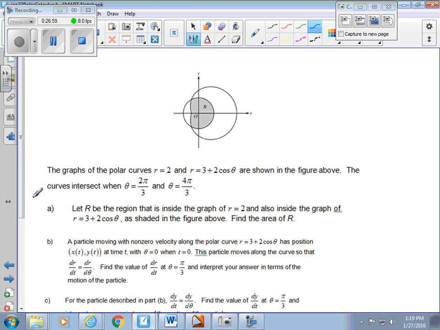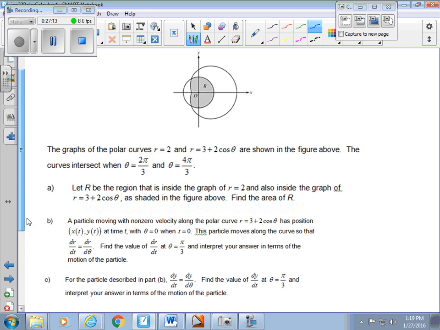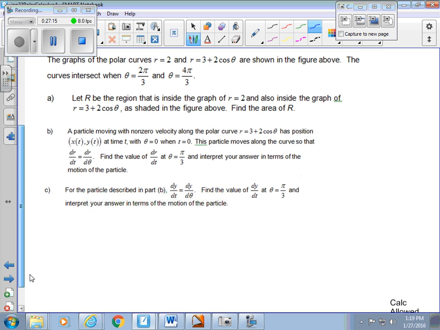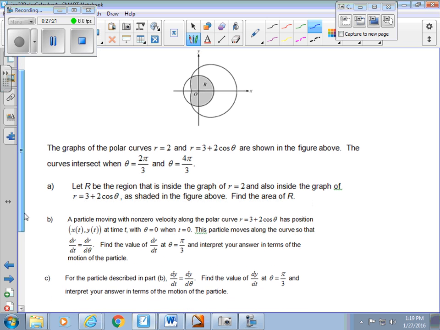The graphs of the polar curves r equals 2 and r equals 3 plus 2 cosine theta are shown in the figure above. The curves intersect at 2 pi over 3 and 4 pi over 3. Does it tell you if this is calculator or not? It is calculator. Is that what it says? Okay. It is calculator allowed.